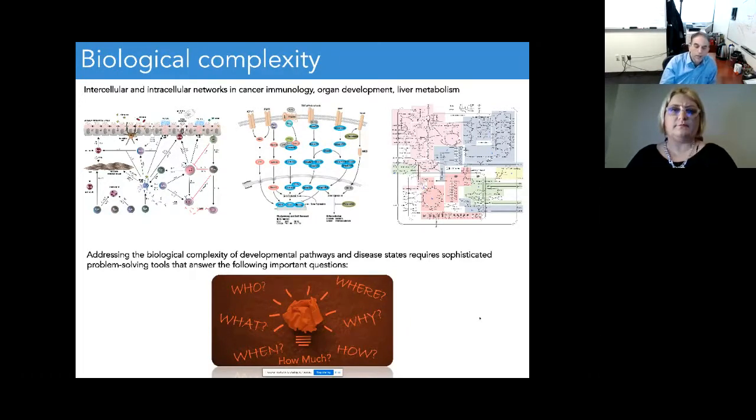When you think about problem-solving tools, one simple tool that's very common in many fields is the 5 W's and 2 H's. When we start a project, we basically define how we're going to address the problem by asking the questions: who, what, when, where, why, how much.